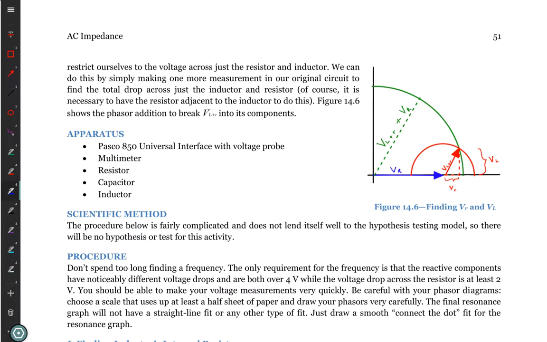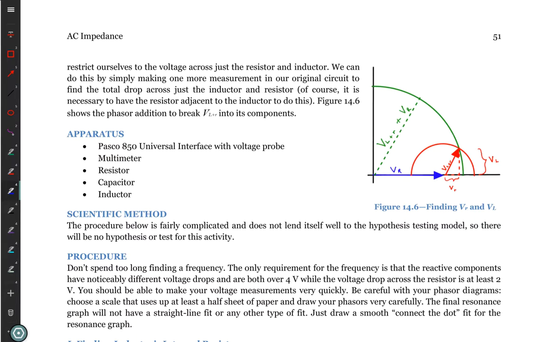So notice I have the voltage across the resistor on the horizontal axis. It needs to be scaled properly. So what was the voltage across the resistor? Okay, so that means you're going to measure 3.35 volts. So if each box is 1 volt, 3.35 boxes horizontally, and draw that for the voltage across the resistor.